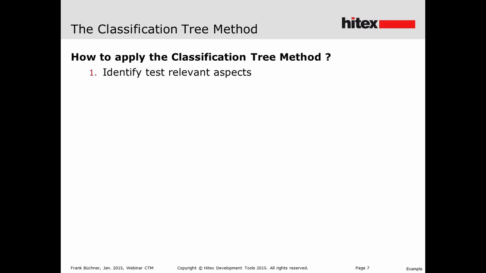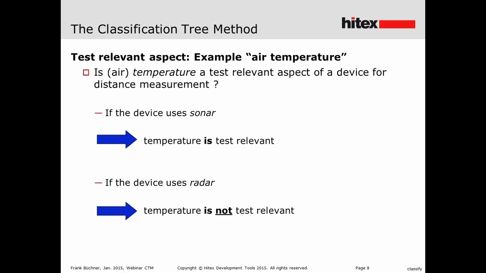It depends on the physical means. If the device uses sonar, you should do tests at different temperatures, because the velocity of sound in air depends on the temperature of the air. On the other hand, if you have a device that uses radar, the temperature is not a test relevant aspect, because radar does not depend on the air temperature. It is always the speed of light, and it will not change.